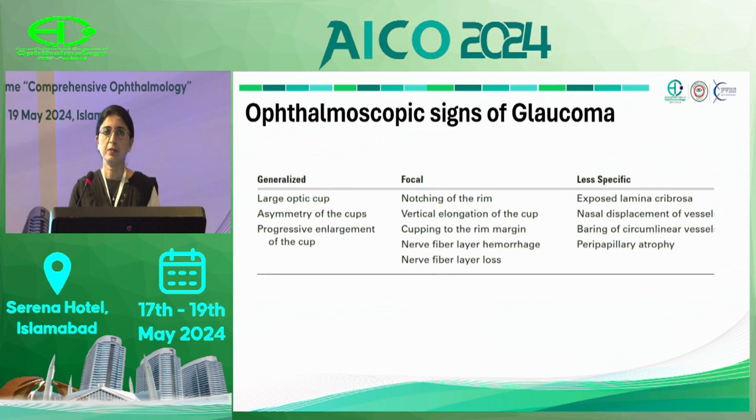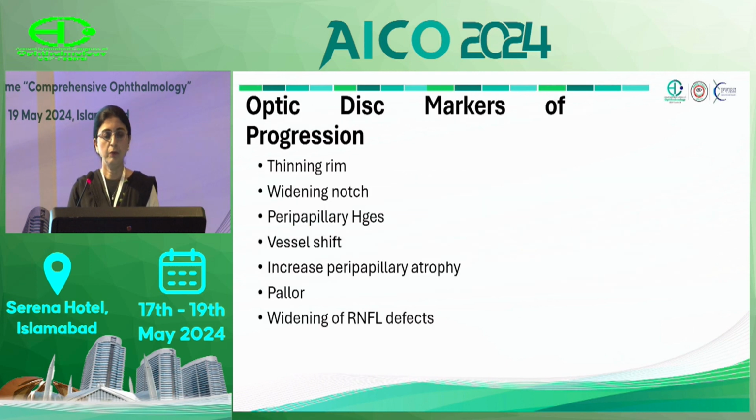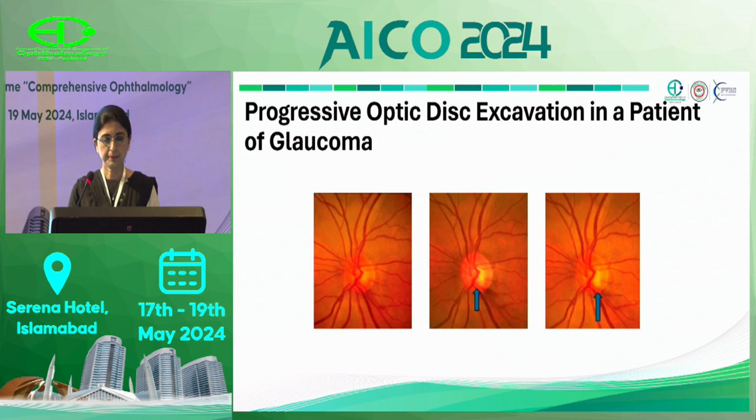We have a lot of signs that we look at on the optic disc and we say that the patient has developed glaucoma, and the more signs there are, the more pathognomonic of glaucoma it is. We look at the progression of these signs to monitor progression of glaucoma: thinning of rim, widening of notch, peripapillary hemorrhages, vessel shift, increased atrophy, and widening of RNFL defect.